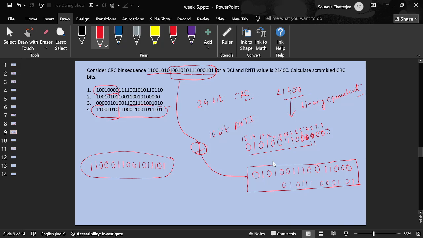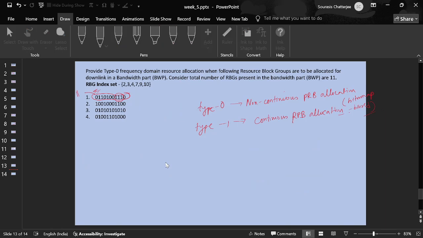By the way, when you mention reverse, can you point it out in the context of this question? No, sorry, it's not RNTI. I'm on the same question where our RBG index set is there. Okay, RBG index set. Yes. So what I'm saying is the reverse order is to be done in the RNTI case, not here. Here the order should remain the same.